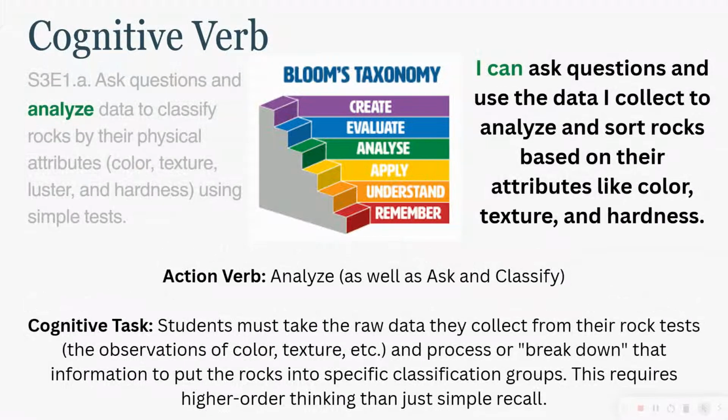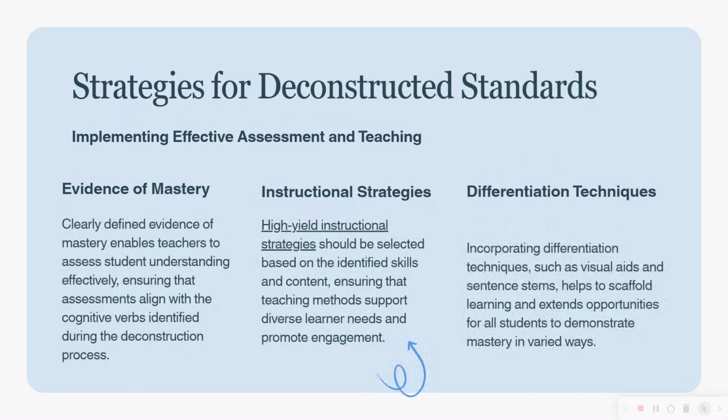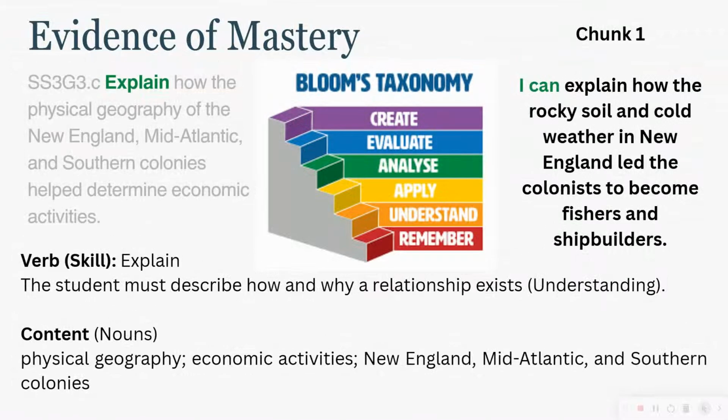The evidence must always align directly with a cognitive verb identified in the standard. A standard using the verb analyze requires evidence of analysis, not just recall. Next, we must determine the product that will serve as evidence of mastery. If the I can statement is I can explain, which requires understanding, the evidence might be a written paragraph, a verbal summary to a partner, or a labeled flowchart. If the I can statement is I can compare, which requires analysis, the evidence might be a Venn diagram, a T-chart, or a comparative essay.